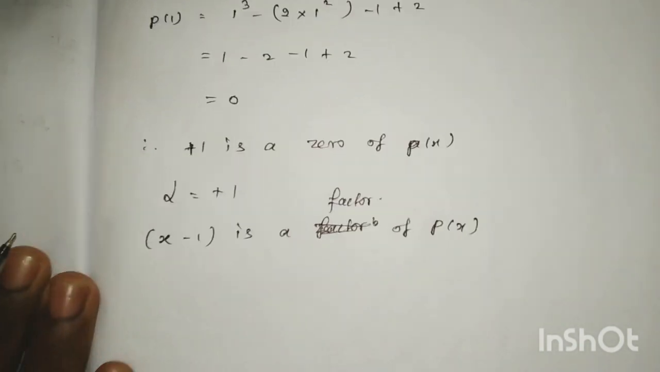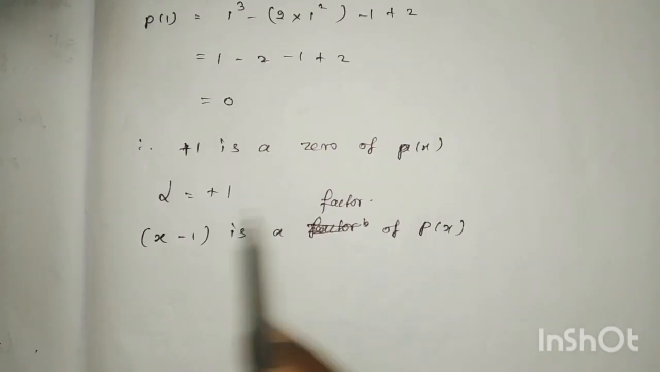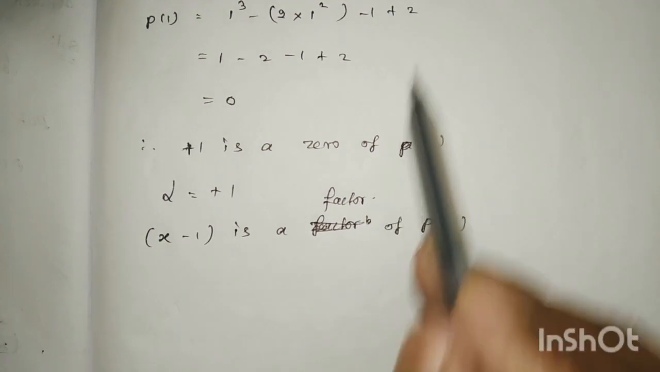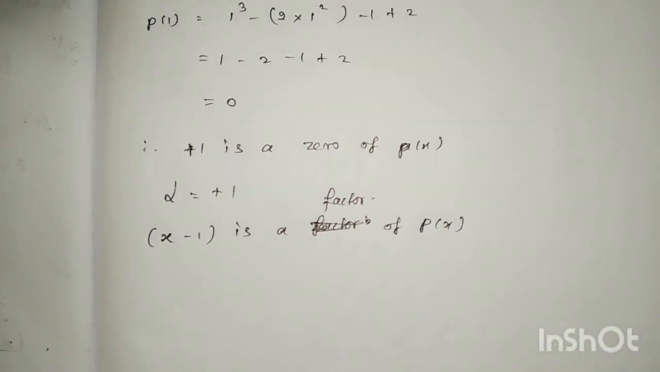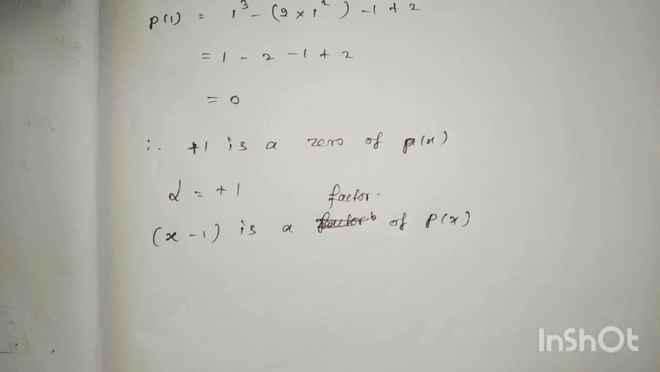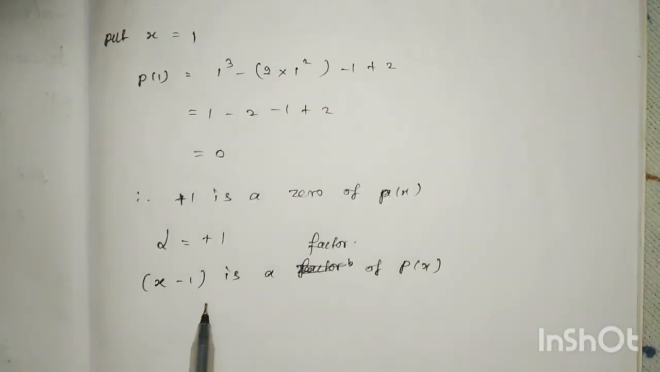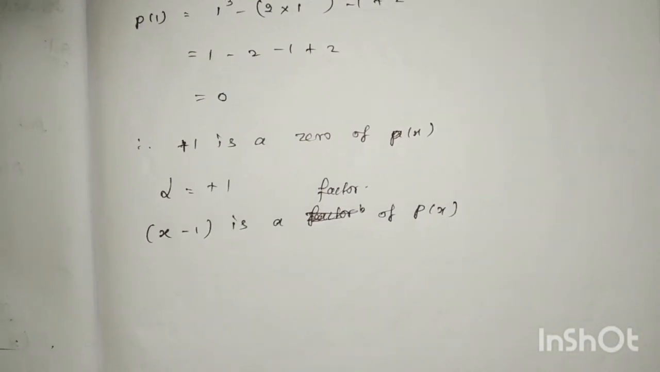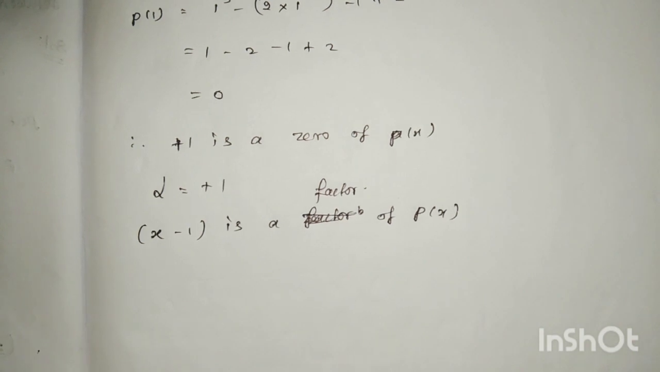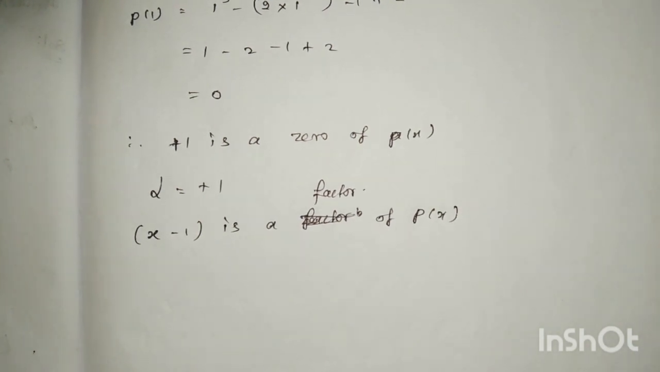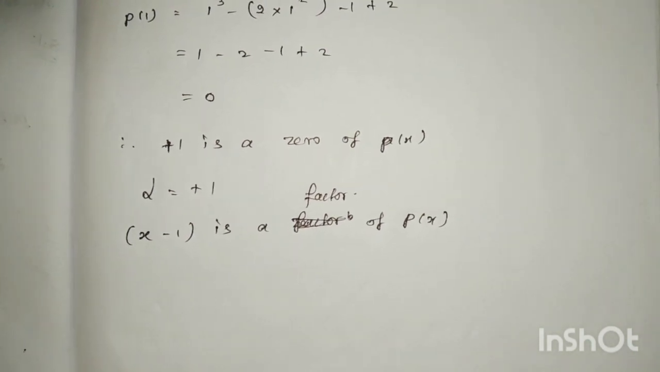Clear? So next, now we can use this factor and we can divide p of x by this factor. We can get a quadratic polynomial, right? Actually, we have to divide the cubic polynomial p of x by this factor. We can get a quadratic polynomial. From the quadratic polynomial, we can easily find out the two factors. From the factors, we can easily find out the zeros of the quadratic polynomial, right?